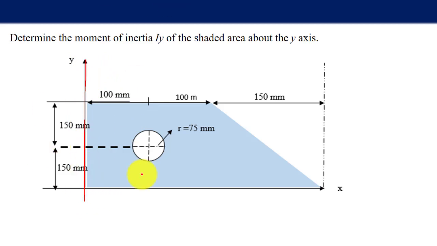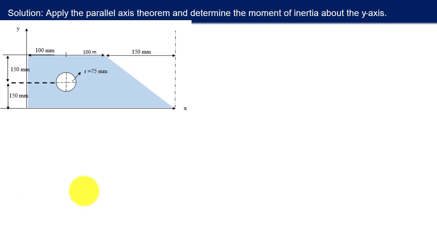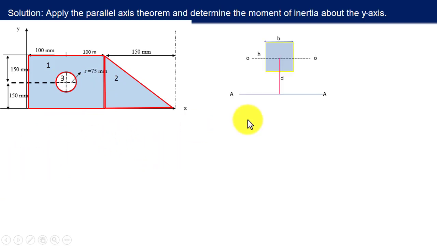The next procedure is to divide the composite shape into simpler known shapes. Let us say the rectangular shape is shape 1, the triangle is shape 2, and the hollow circular section is shape 3. The radius of this hollow circular section is 75 mm. To tackle this kind of problem, it is important to understand the parallel axis theorem.